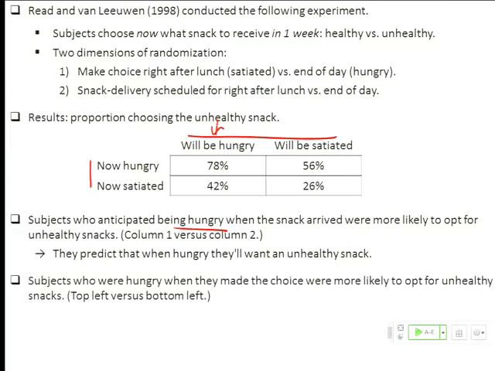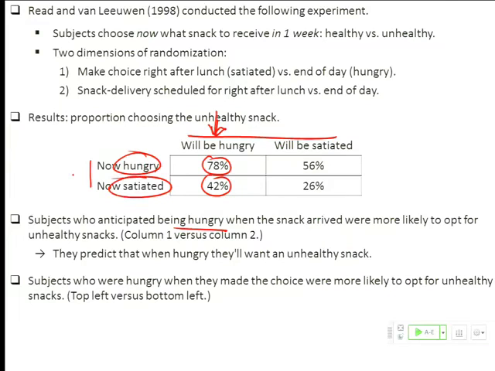Subjects who were hungry when they made the choice were more likely to opt for unhealthy snacks than people who were satiated. Okay? So I'm going to compare this number with this number. Both of these sets of people are predicting for what they'll want when they're hungry. These are people who are currently in that state. These are people who are not in that state. All right? And so what we have, very similar math, is the fact that 56% of people predicting they'll want, of choosing, sorry, did I say 56%?